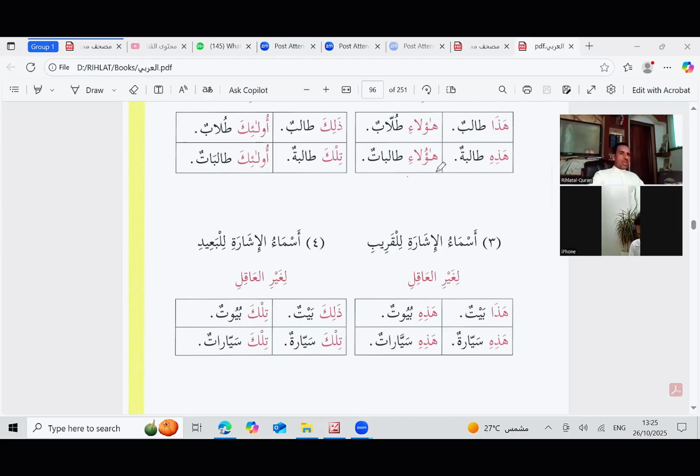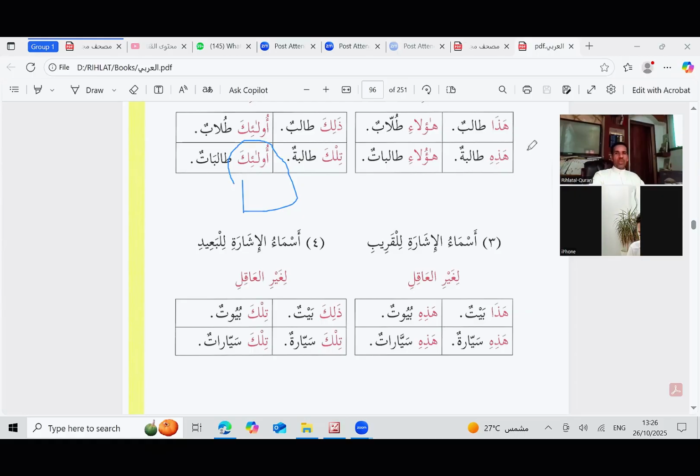So again, what is the difference between هؤلاء and أولئك? How could you translate هؤلاء and أولئك in English? هؤلاء is these are, right? And أولئك is those are. Right, Doctor?